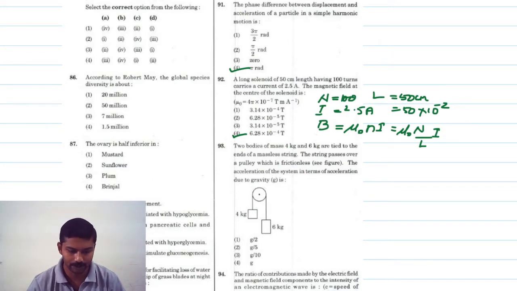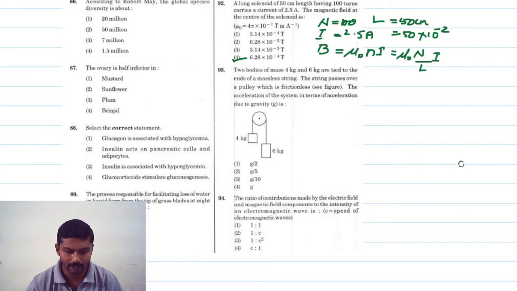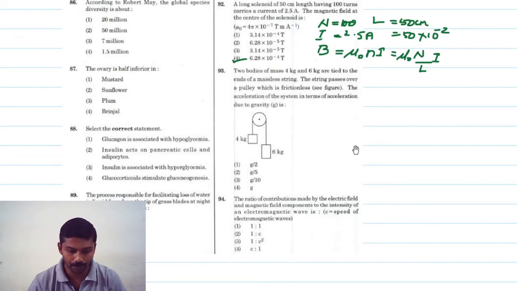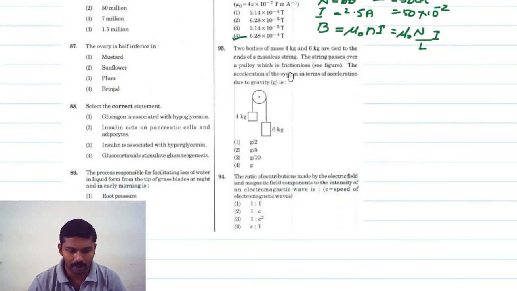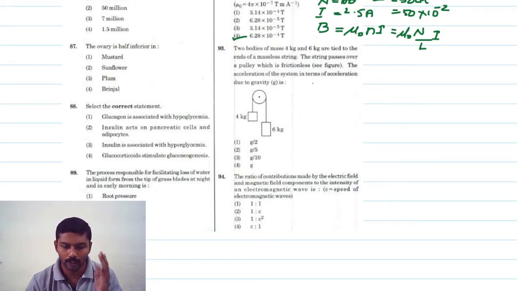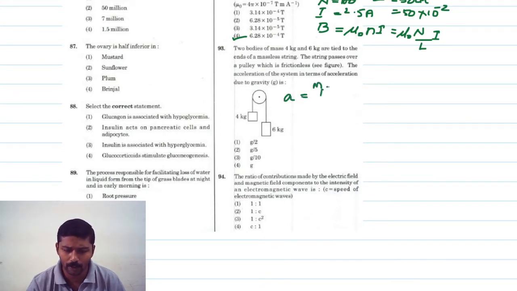Now let's look at the next question, question number 93. The fourth option was the right answer for 92. For question number 93, two bodies of 4 and 6 kilogram are tied to the ends of a massless string. The string passes over a frictionless pulley. The question is to find the acceleration. It's a very simple equation: a is equal to the bigger mass, let's call it m1, minus the smaller mass m2, into g, divided by the sum of the masses m1 plus m2.